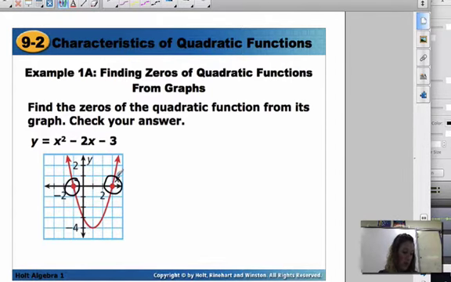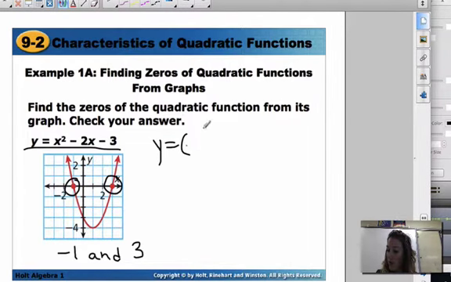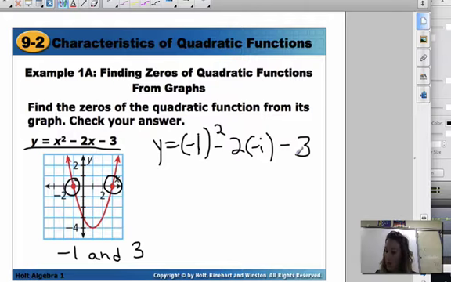So it looks to be crossing at -1 and 3. So we are going to check that in the quadratic equation that was given. We are going to plug it into our x value. So let's plug in -1. Make sure you always plug these in parentheses and solve. When you plug in -1, you do get 0.